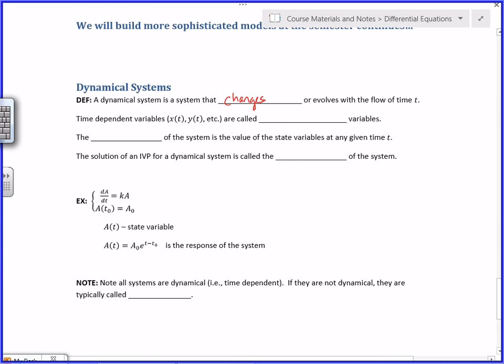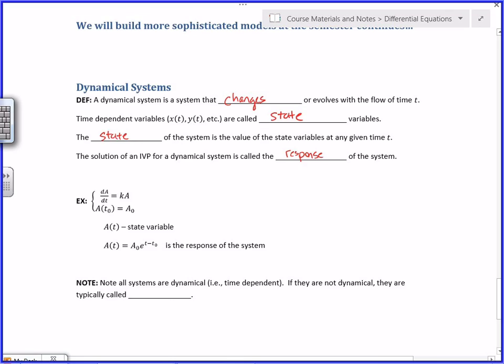So the time variable is t. The other variables are often called state variables because they indicate the state the system is in at any given time t. So if I talk about the state of the system, that means the set of values for the variables at a given time t. And the solution for a dynamical system is often called the response of the system.